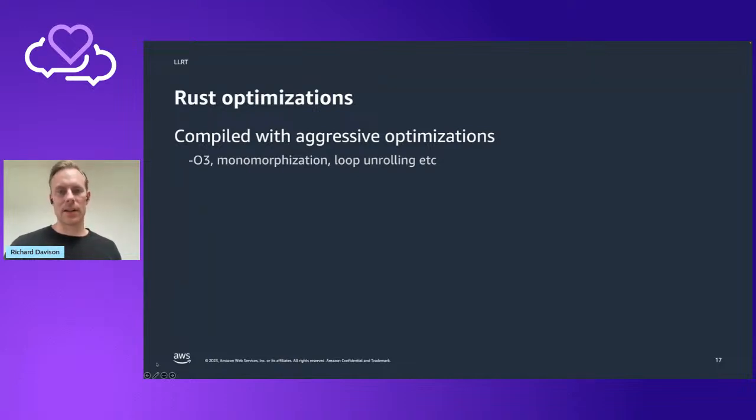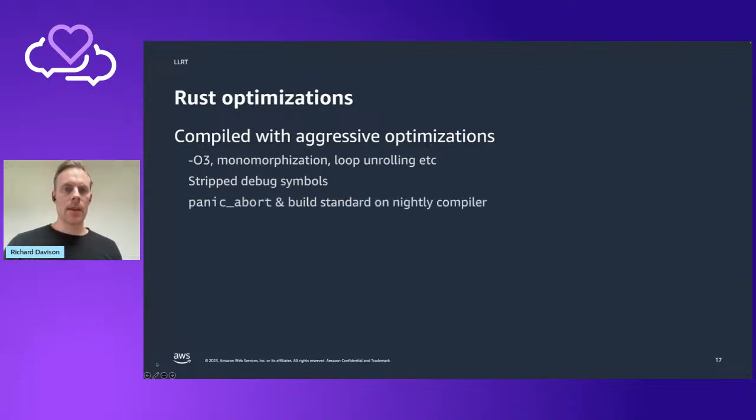So the compiler is very clever. It will automatically convert iterators into handwritten code, for instance. You can look this up. It's very sophisticated how it works. And we're also stripping debug symbols to further reduce the size. The Rust executable is also compiled with panic abort, and we're building the standard library as well to further minimize the code size with these aggressive optimizations. And you have to use the nightly compiler to do that.